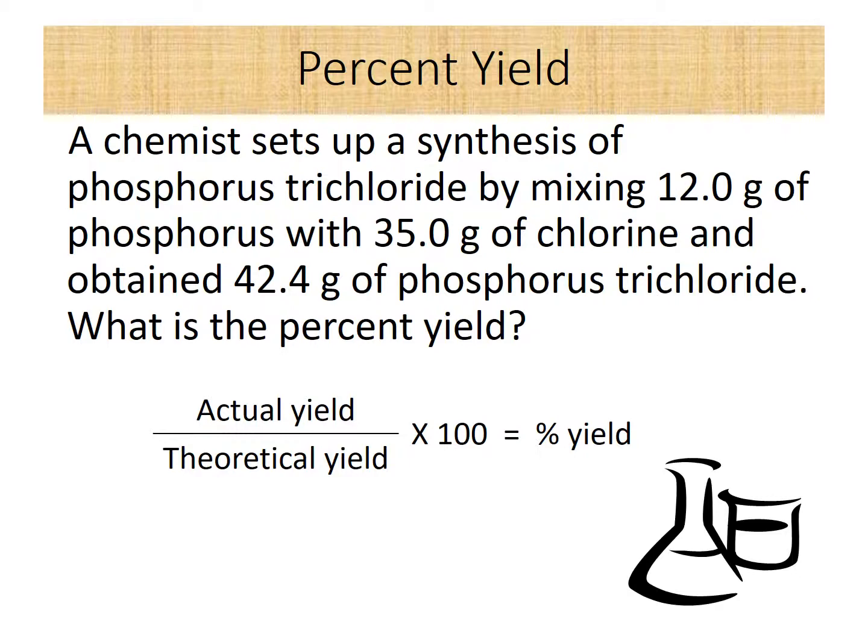So now I need to have a balanced equation. So I'm looking at this, and we don't have a balanced equation, so we're going to have to write one. So let's start looking. It was a chemist that sets up a synthesis of phosphorus trichloride. Phosphorus trichloride, do we need to remember our naming? Yes, we do. Do you remember what phosphorus trichloride is? It's PCl3. Now we had our products, our product is phosphorus trichloride, and we have our reactants, phosphorus and chlorine.